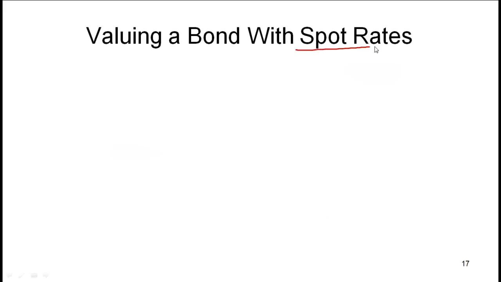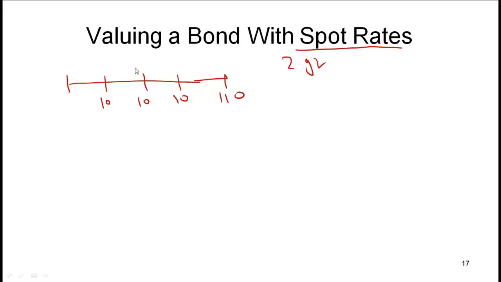So now that we've talked about spot rates, let's look at how we use the concept of spot rates to value a bond. So let's say we have a 2-year bond, and this bond promises a cash flow of 10, 10, 10 and 110. So let's say that these are six-month periods. So this is 6 months, 12 months, 18 months and 24. And let's say we have the spot rates for each one of these periods.